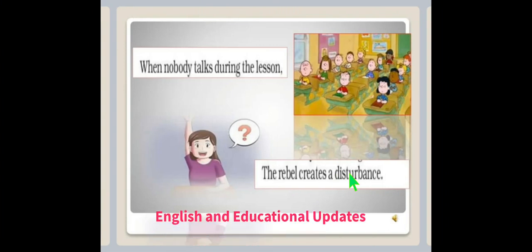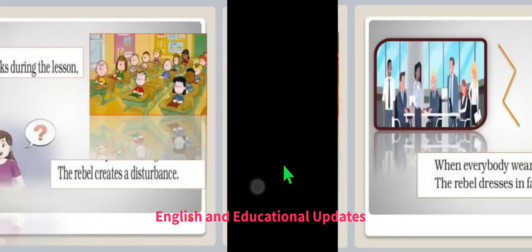Now, when nobody talks during the lesson, everybody is very quiet and very silent. But what did the rebel do? The rebel creates a disturbance. The rebel creates a disturbance here. So he does the exact opposite action.